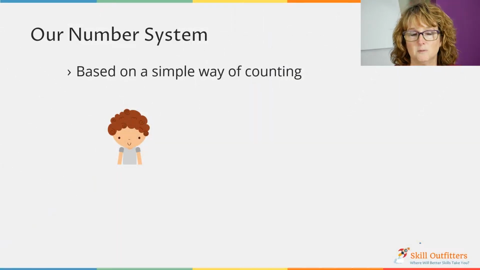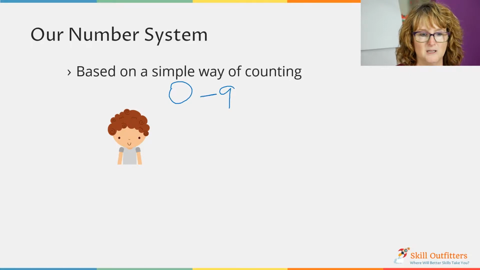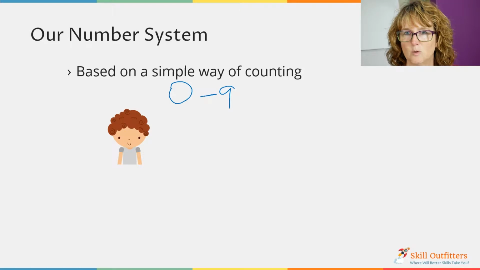Our number system is a very simple system that is set up on our counting, all right? So we have 10 digits in our particular number system. We have 0 through 9, all right? So everything in between, those are called our digits. And with our digits, what we do is we use those to count.